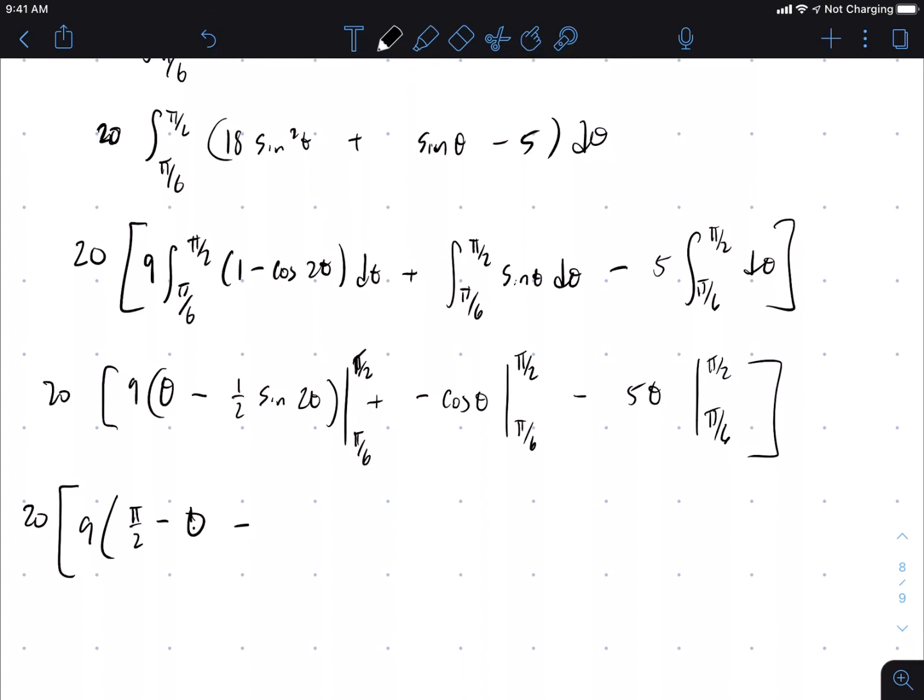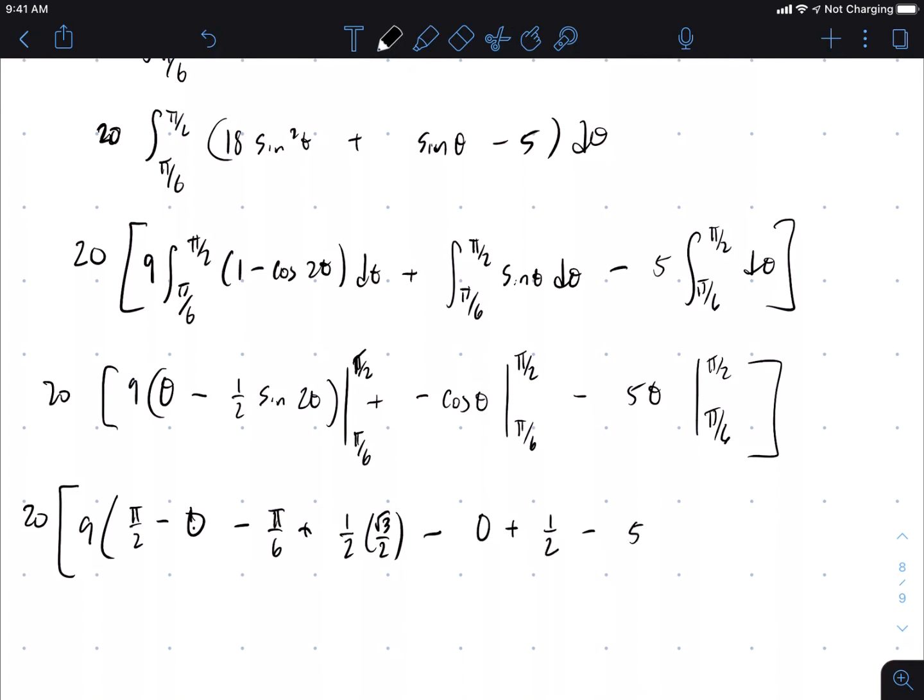And then minus pi over 6 plus 1/2. Pi over 3 is a half, right? No, pi over 3 is radical 3 over 2. Minus 0 plus cosine of pi over 6. Is that 1/2? Yeah.